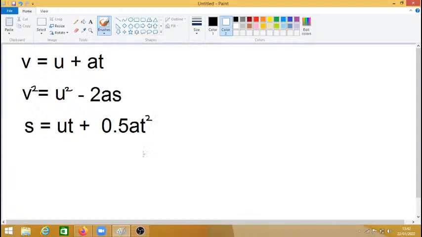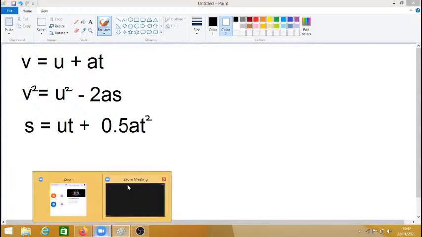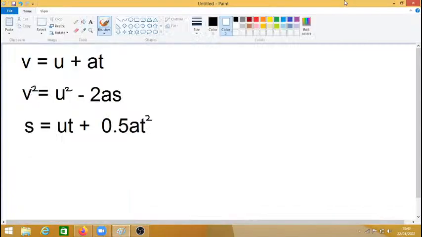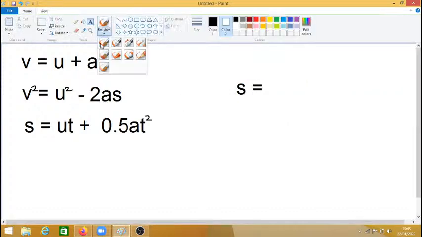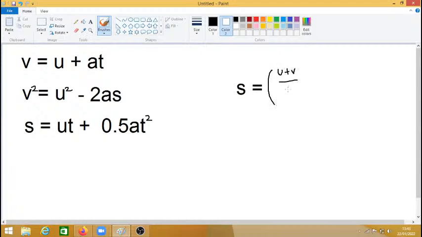There are a couple of other formulas, but I normally find that you can get away with most questions just by using these formulas, and that'll be sufficient. But just in case, so that you don't get surprised if you ever see them, another formula that we could use for distance or displacement is (u plus v) over 2 times by time.